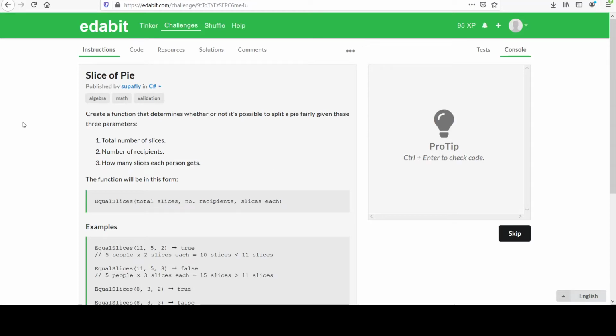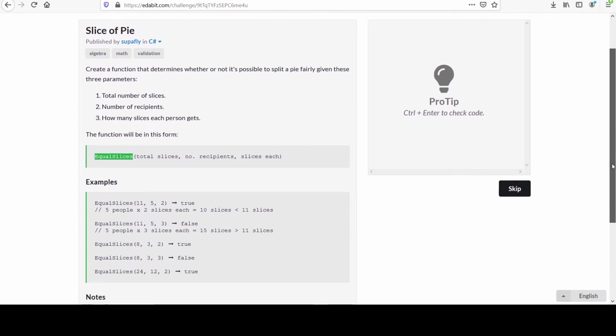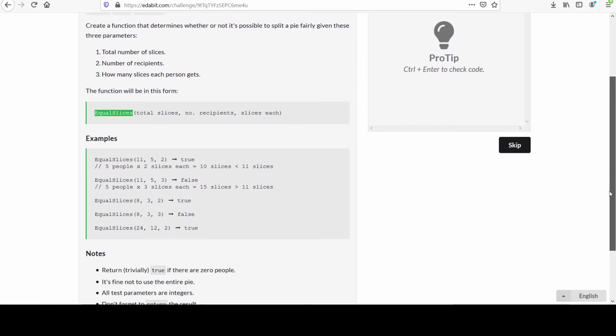Your next challenge is entitled Slice of Pie. Create a function that determines whether or not it's possible to split a pie fairly given these three parameters. Number 1, the total number of slices, 2, the number of recipients, and number 3, how many slices each person gets. They give you the form of the function with the name equal slices and the 3 parameters that they mentioned above. As usual, check the examples to make sure you understand.